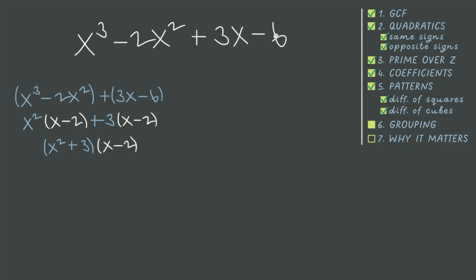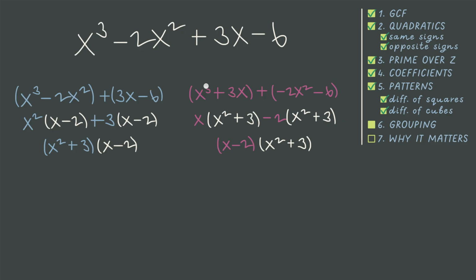The biggest question here is how do we know which terms to group together? Well, your key is going to be to look for 2 groups, making sure that both groups share a common factor. So when we group the terms this way, we could see that these first 2 terms shared a factor of x squared, and these second 2 terms shared a factor of 3. Because both groups shared a common factor, we knew that this was going to work out.